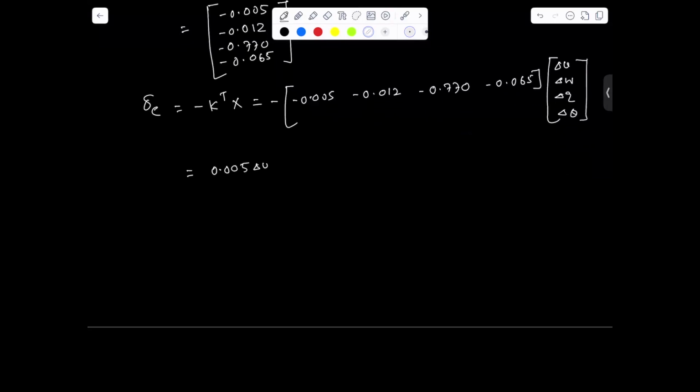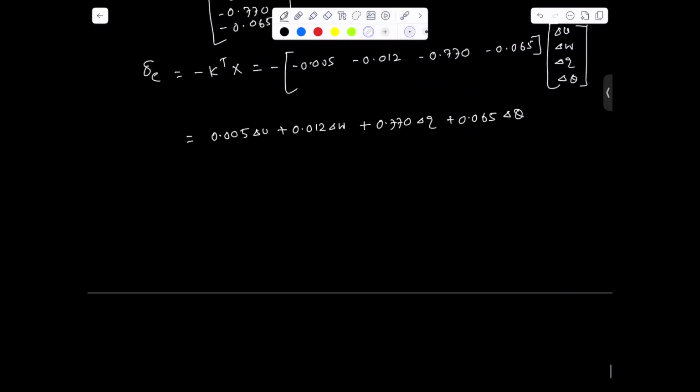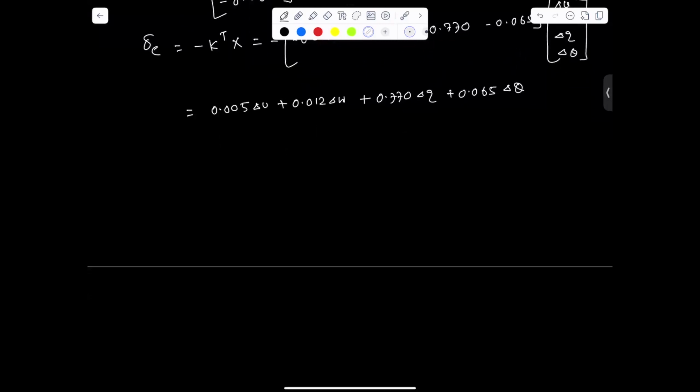0.005 del U plus 0.012 del W plus 0.770 del Q plus 0.065 del theta. Right. So here, if you draw the closed loop block diagram, it shows how the control system can be designed for this particular system.